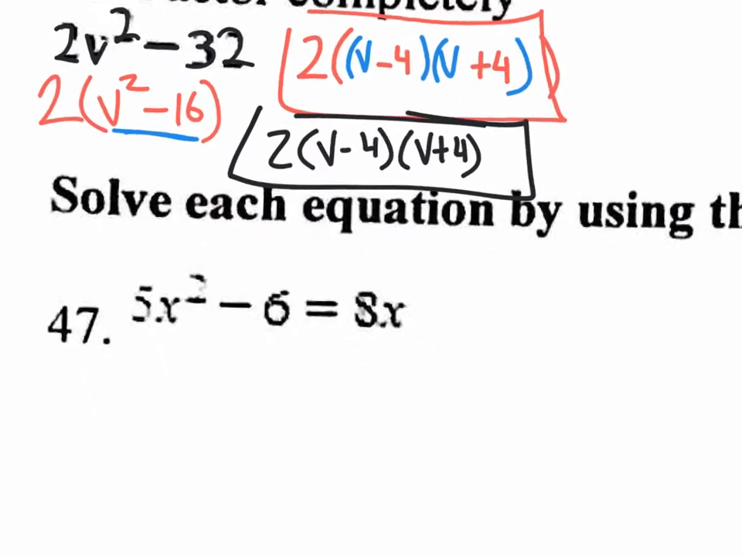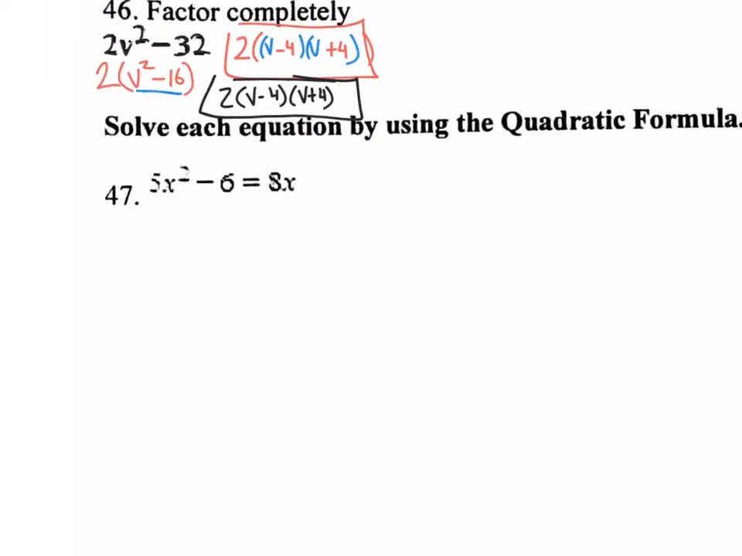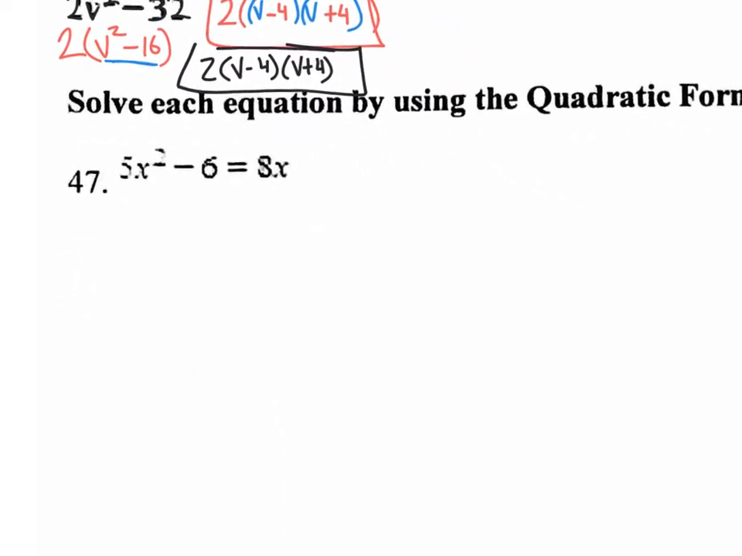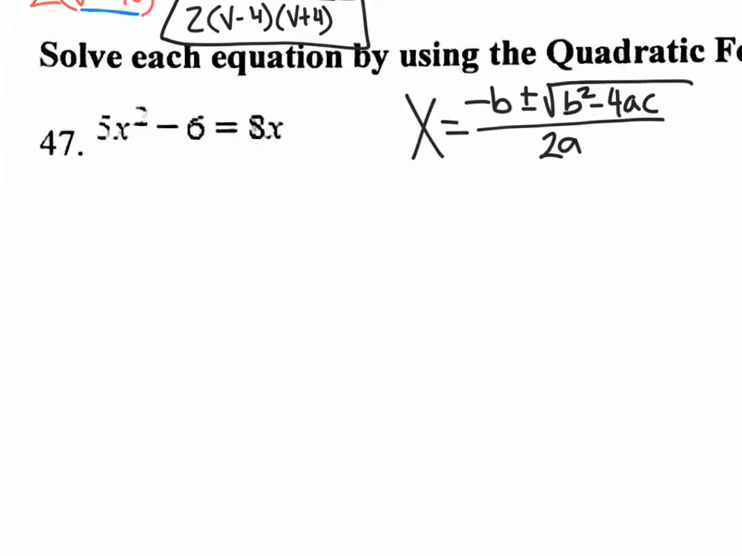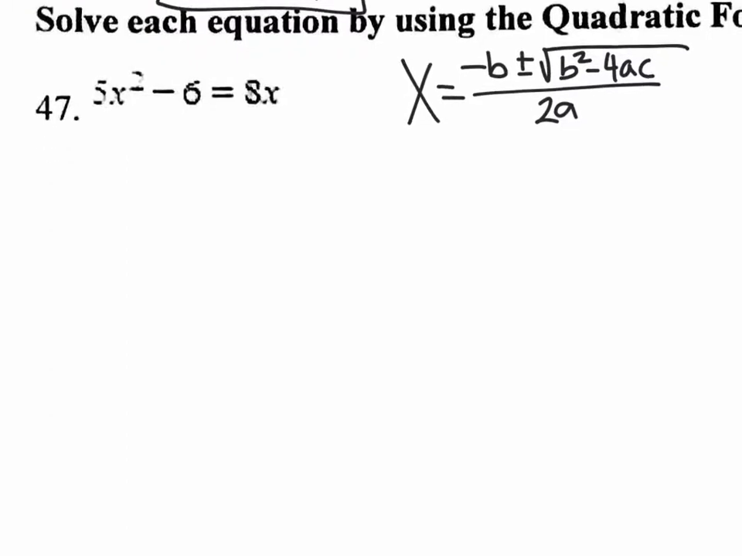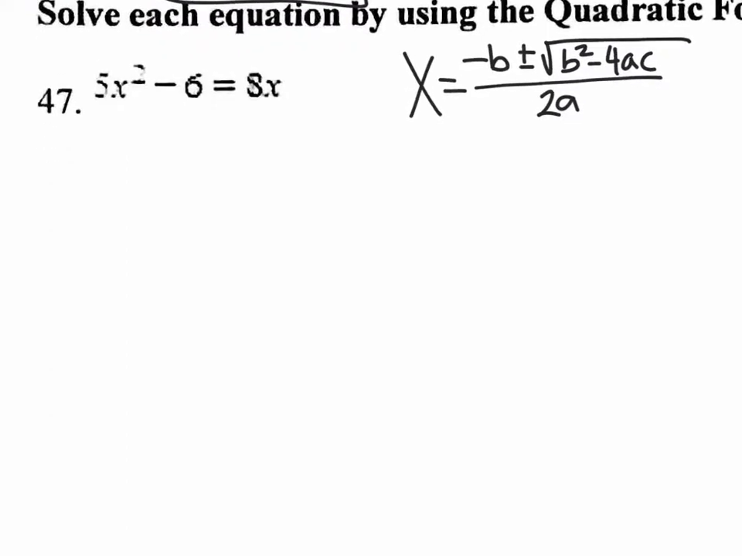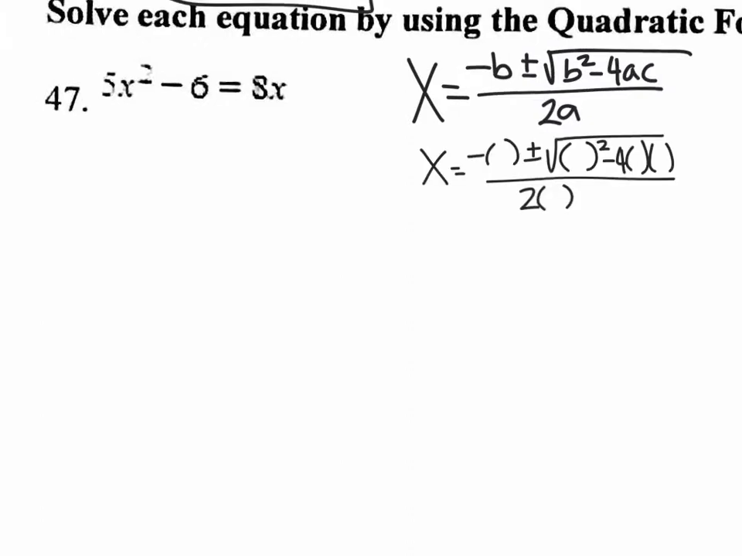Moving on, solve each equation by using the quadratic formula. Yay! First thing to know is what is the quadratic formula? And right there's your quadratic formula. The next thing to do is to make sure that you rewrite your quadratic formula with parentheses instead of those variables. And then after that, we need to identify A, B, and C. Could I do that already? The answer is no, because this is not a standard form quadratic trinomial equation that's set equal to 0.